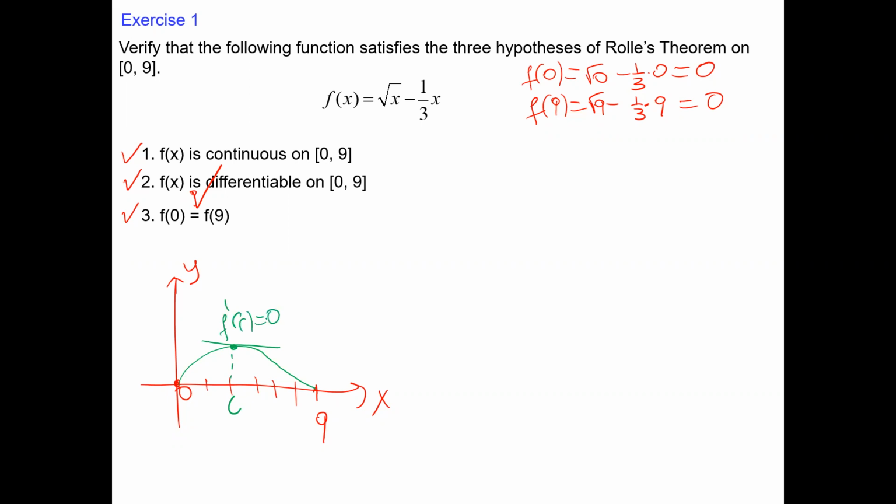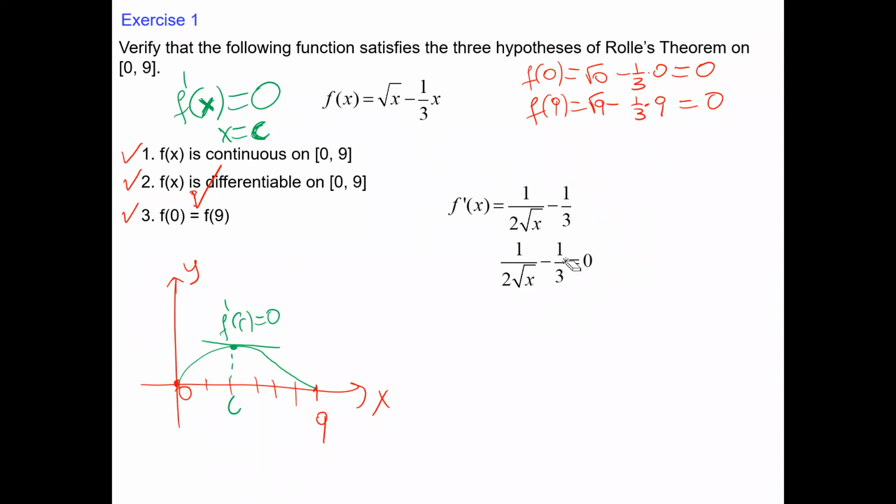What we can do, let's find this number. We have to find where I can put x so the derivative is 0, and that solution, that x, will be the C point. Derivative of the square root of x is 1/(2 square root of x). Derivative of 1/3 x is 1/3. Nice and simple. Derivative must be 0.